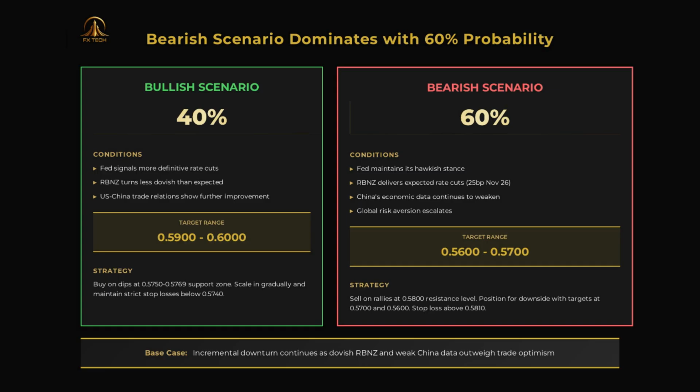The bullish scenario, which we give a 40% probability, requires the Fed to signal more definitive rate cuts, the RBNZ to turn less dovish than expected, and US-China trade relations to show further improvement.